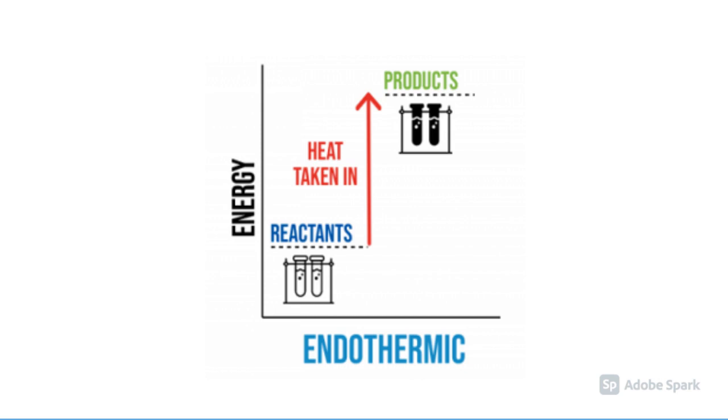We've just seen three examples of endothermic reactions, and in each reaction, energy is transferred from the surroundings into the chemicals that are reacting as the reactants convert to products. Since energy is taken in, the products must have higher energy than the reactants, and this is shown on this energy level diagram.